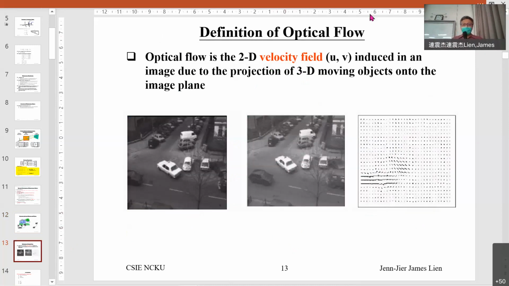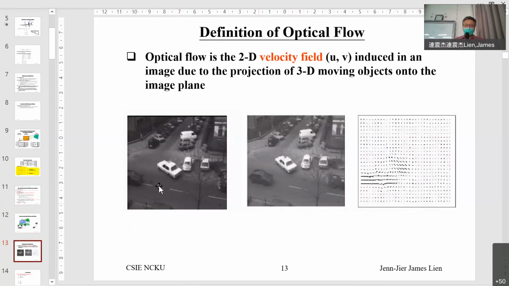So what is optical flow? Suppose this is one image, and the second image here. The car moved to here, and this white taxi moved to this position. If we look over the entire frame and see the flow between the two, we will see some objects moving here. This one is the white taxi, and this one is moving here. So we will see some motion.